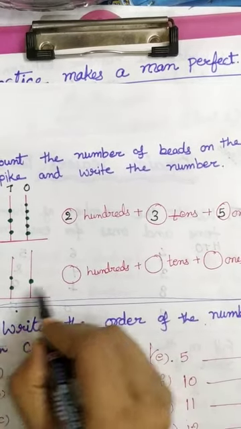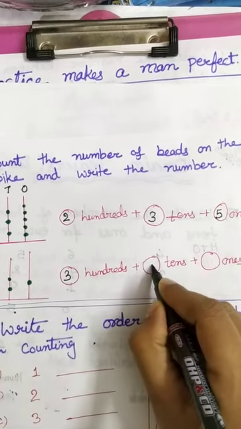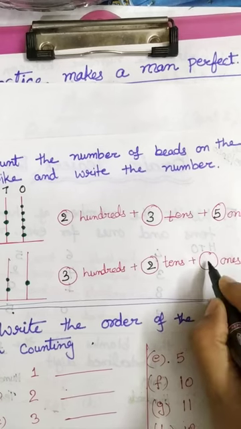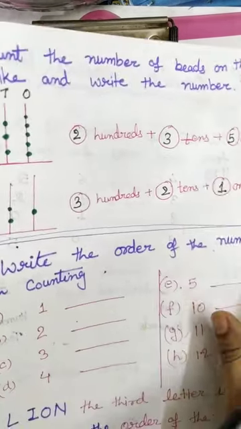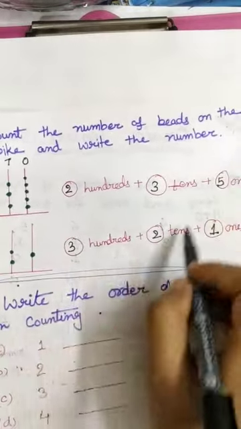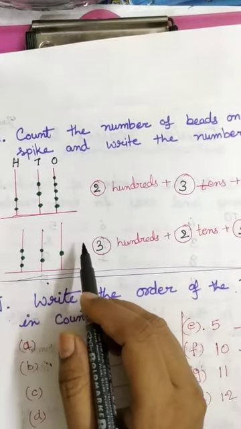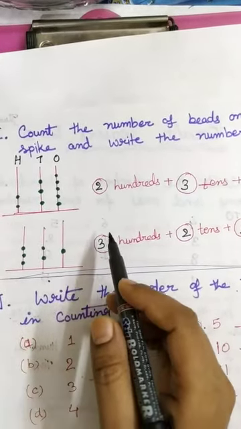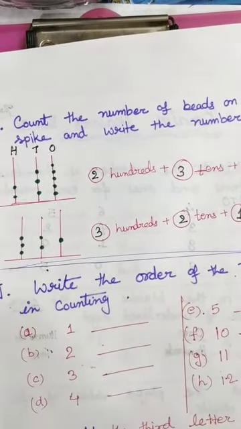The next, without telling, I'm doing, just see. 3, 2 and 1. Clear? Say that, children. I hope it is clear to you. This activity we have already done regarding this. Isn't it? We have done the activity of abacus. That is related to this. Okay.